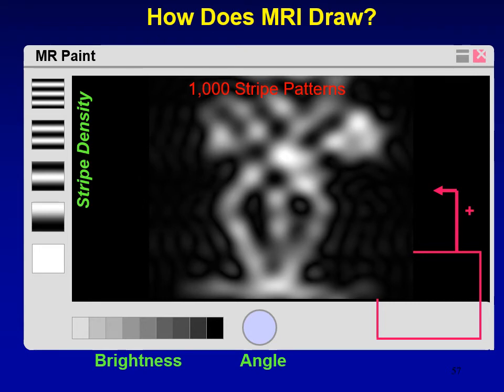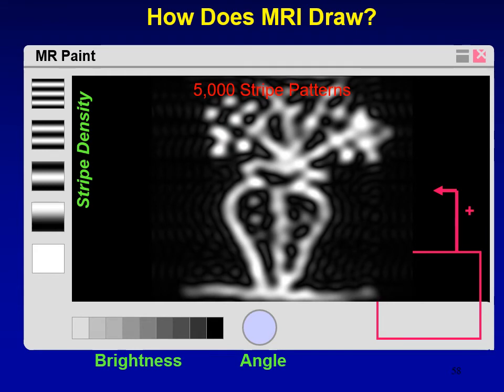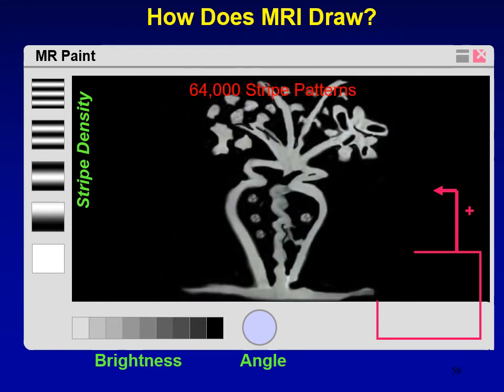This is what it looks like after the addition of 100 data points across the whole image. 1,000 data points across the whole image. After 5,000 data points across the whole image. And after 64,000 data points across the whole image.